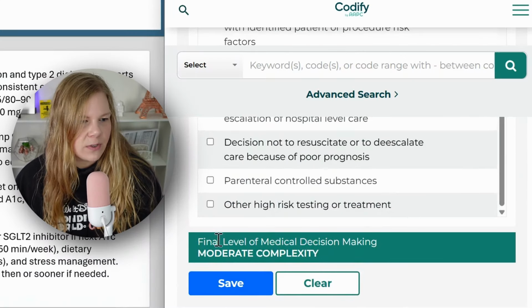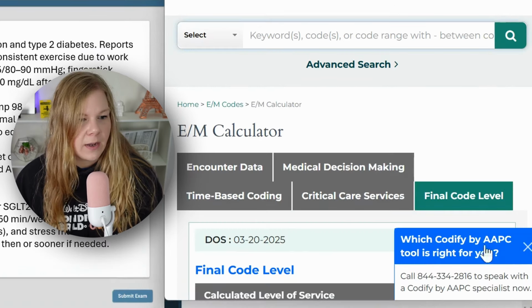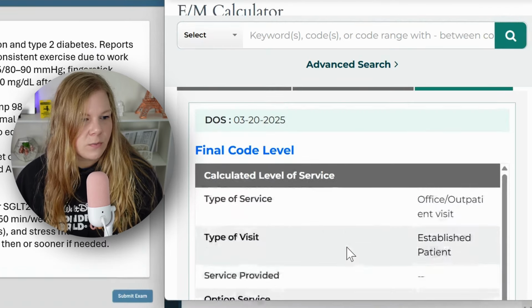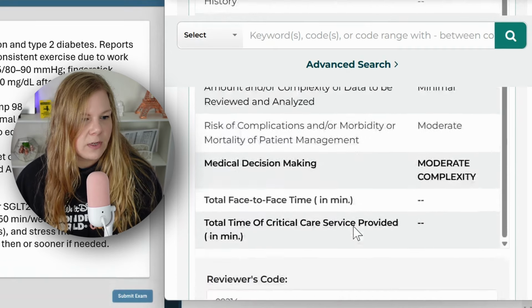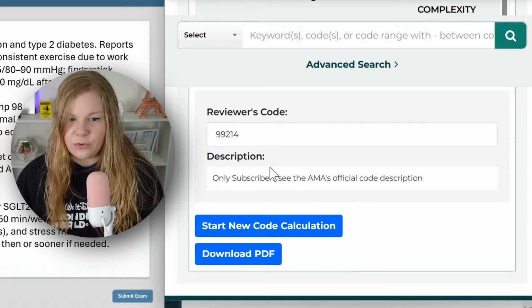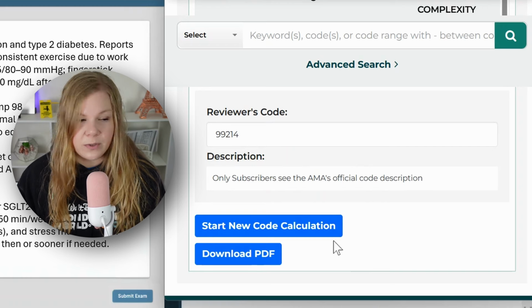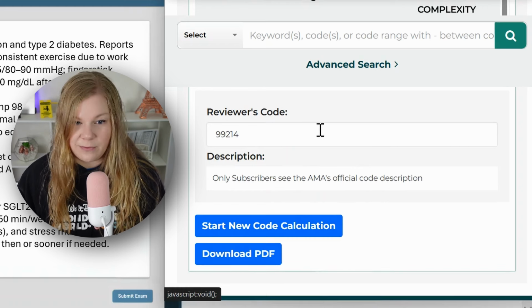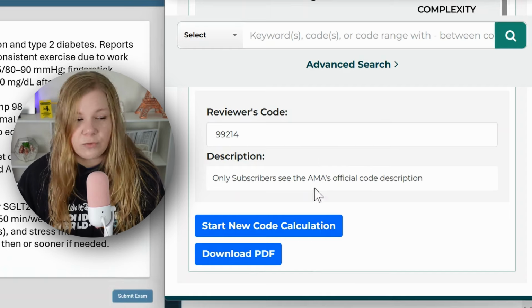And that brings us to the end here. So now we're going to say here, it says the final level of medical decision making is moderate. We're going to save, and it's going to bring us to our final code level. So it says down here, after it calculated everything out, 99214, which is great. If you're someone who is doing this for auditing purposes, you can also download the entire PDF, so that it is a kind of cool calculator in that fashion. To reset it, you hit the Start New Code Calculator.